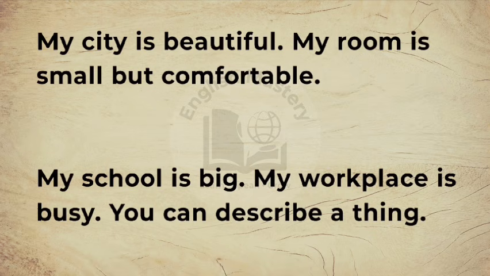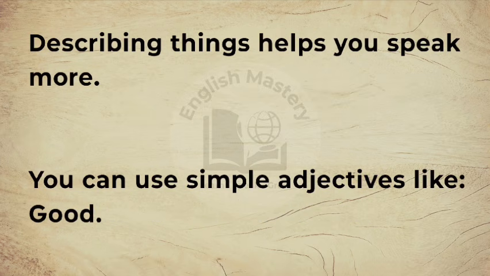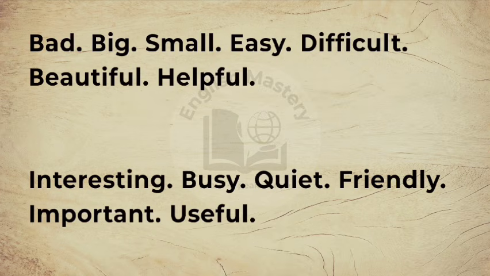You can describe a thing. My phone is useful. This book is interesting. This lesson is helpful. English is difficult, but it is important. Describing things helps you speak more. You can use simple adjectives like good, bad, big, small, easy, difficult, beautiful, helpful, interesting, busy, quiet, friendly, important, useful.